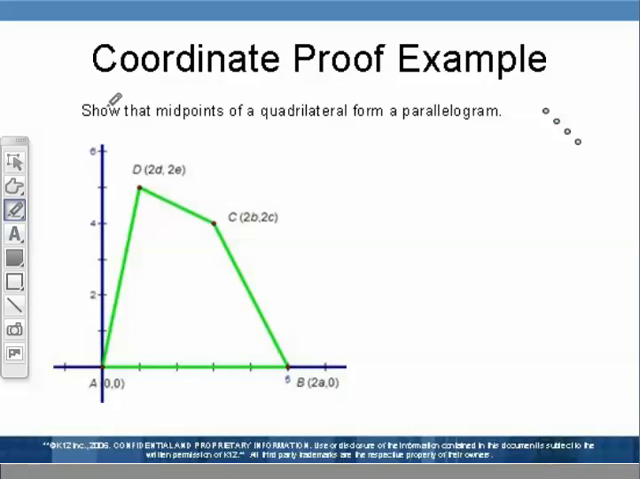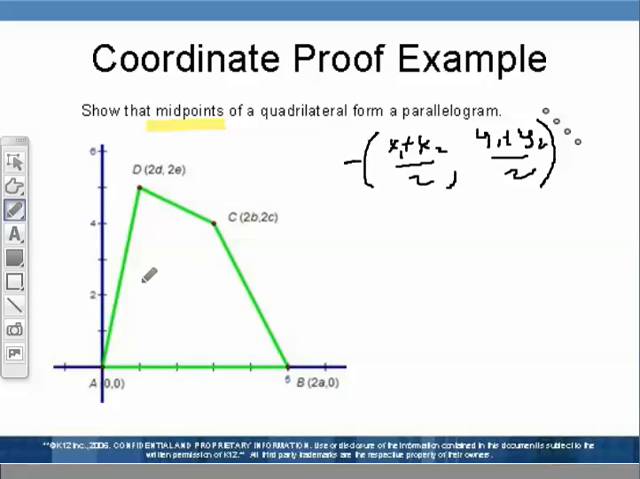So here's our first question. It says, show that the midpoints of a quadrilateral form a parallelogram. Okay, midpoints. That means I need to use the midpoint formula. So what I would do is write down that midpoint formula, which is what? It's x1 plus x2 divided by 2, comma, y1 plus y2 divided by 2. And that would be my midpoint.